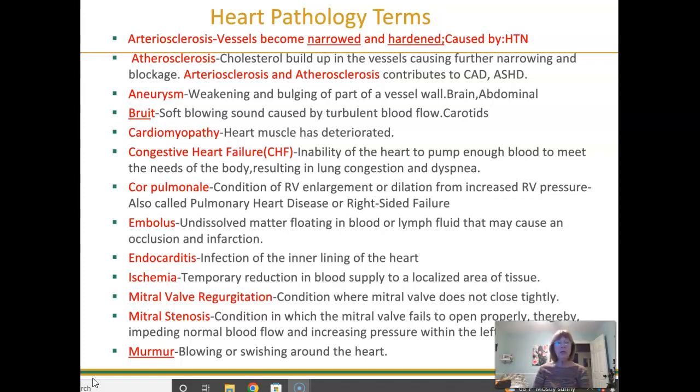Mitral stenosis, condition in which the mitral valve fails to open properly, thereby impeding normal blood flow and increasing pressure within the left atrium and lungs. So that's another part of that bicuspid valve. It could be a stenosis. A murmur, it sounds like a bruit. It's a blowing or a swishing around the heart. So when you have a mitral valve prolapse, sometimes you can hear that blowing or the swishing sound.